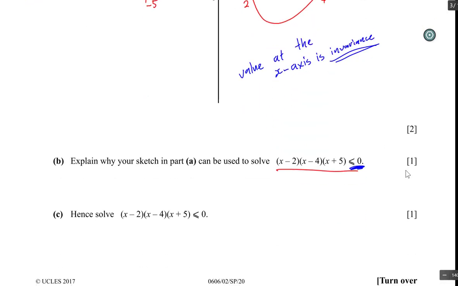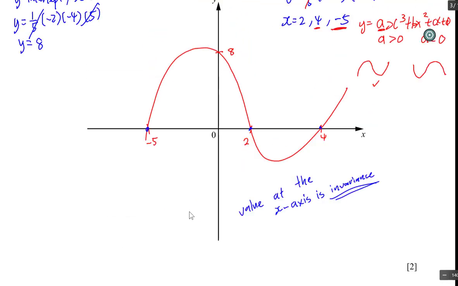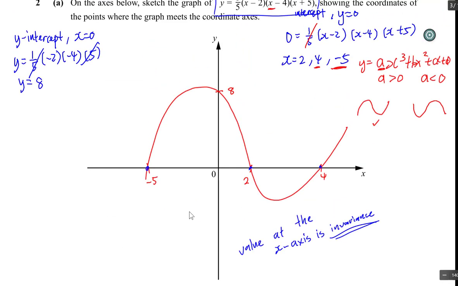Okay, less than 0 means what? Let's say this whole thing is y. So when y is less than or equal to 0 means what? If y equals 0, this is the x-axis, isn't it? When y is less than or equal to 0 means below the x-axis. You need to find the part below the x-axis. So if you see the curve carefully, it is below the x-axis when x is less than -5, isn't it?